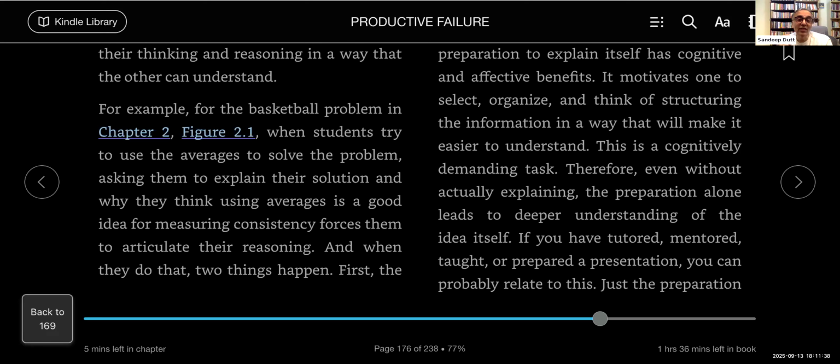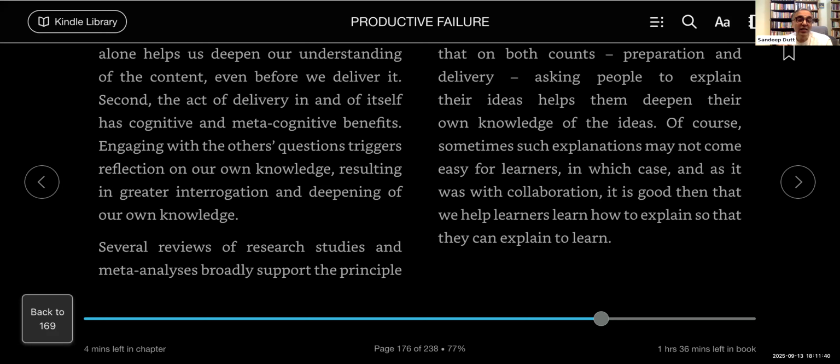Second, the act of delivery in and of itself has cognitive and metacognitive benefits. Questions trigger reflection on our own knowledge. Results from analysis broadly support the principle that on both counts, preparation and delivery, asking people to explain their ideas helps them deepen their own knowledge of the ideas.